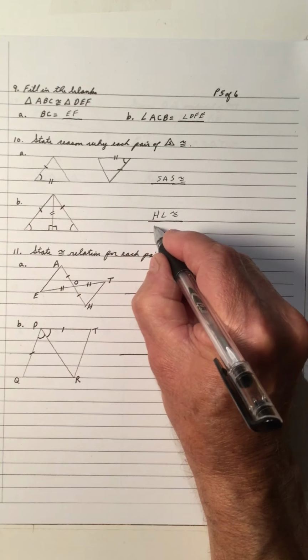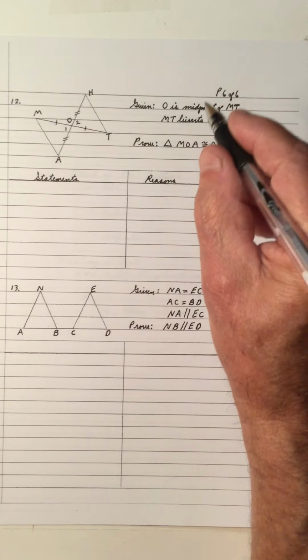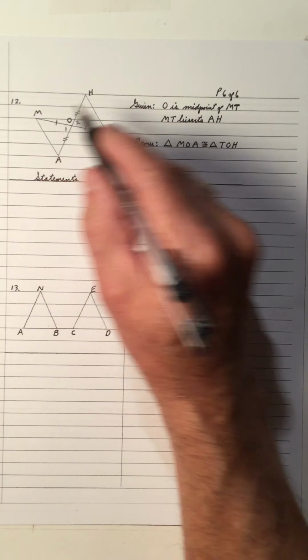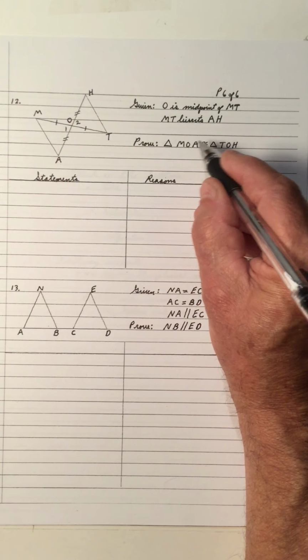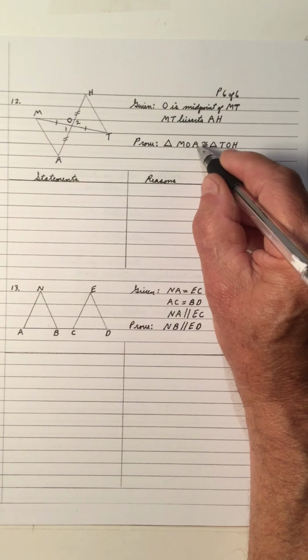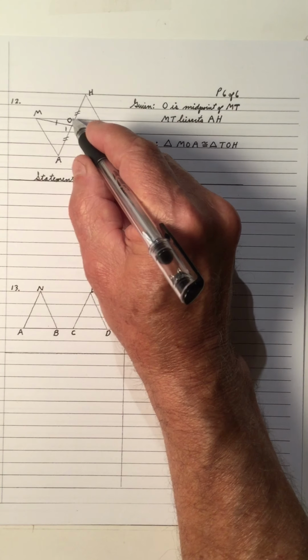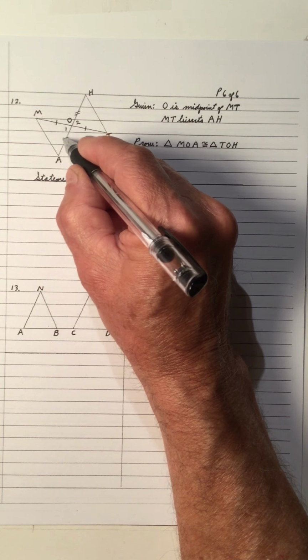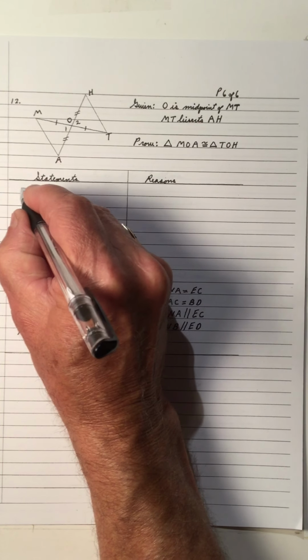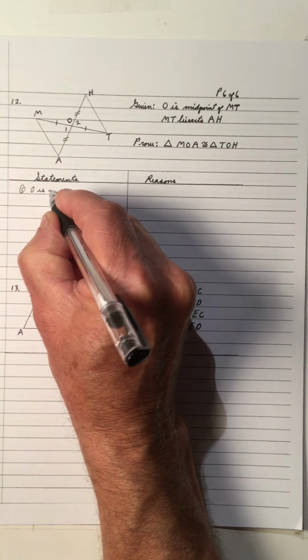MT bisects AH. So if MT bisects, it means that OH is equal to OA by the definition of a segment bisector. And I also see that this angle equals this one by vertically opposite angles. So that we could have the triangles MOA. Notice MOA. M must go with T, O goes with O, so A goes with H. So the triangles are going to be congruent by SAS, side, angle, side.